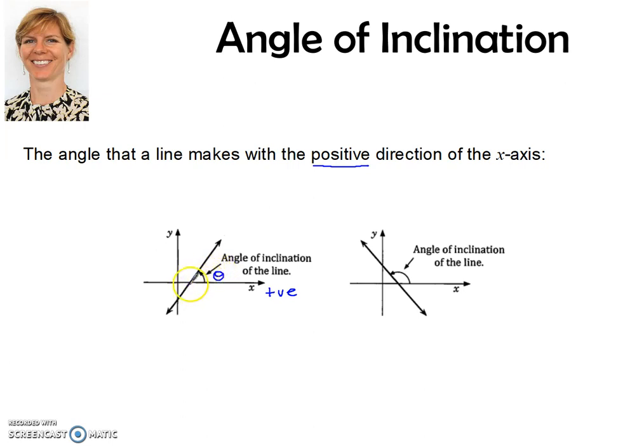Okay, so clearly if the line has a positive gradient, it's going to be somewhere between 0 and 90. And if the line has a negative gradient, then it's going to be obtuse, between 90 and 180. So that's theta there as well. When we're talking about angle of inclination, that's all we're looking at. So it's always measured on the right side of the line, if you think about it that way.